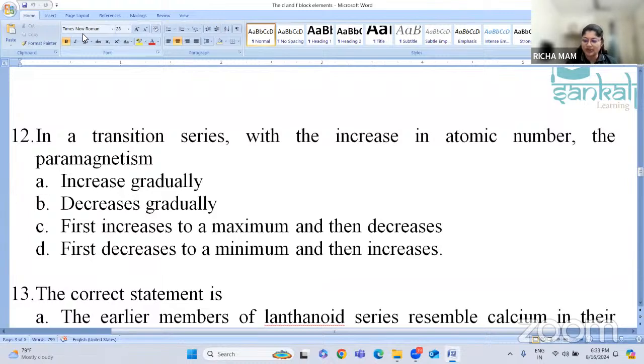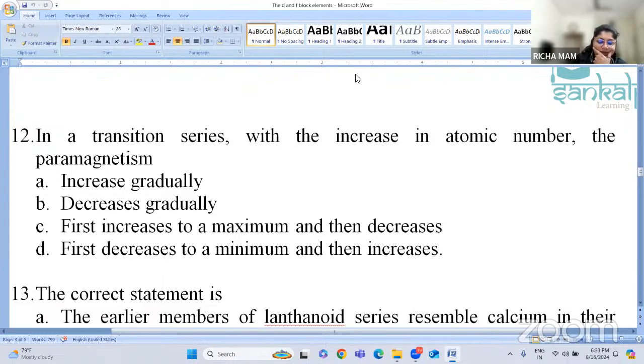Now we know what the transition series is. D block elements are called the transition series. So as you proceed from left hand side to right hand side, what is happening? There is an increase in atomic number of the elements. That is, if you take scandium onwards to zinc, suppose if I give you that example. So what happens in the transition series with the increase in atomic number?